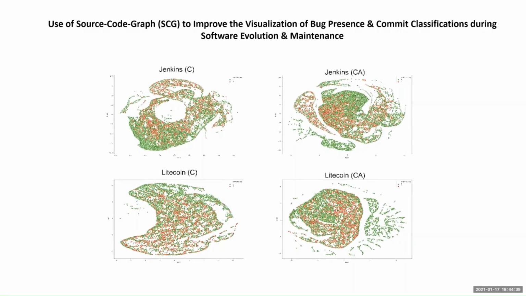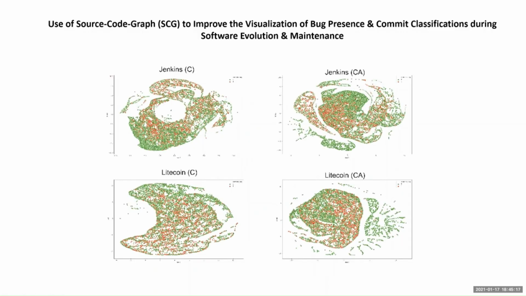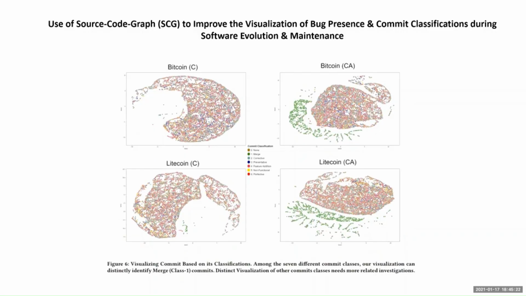I did several visualizations in this course, and as I have 6 different software systems and 7 different feature combinations, for bug representation I implemented 42 different visualizations. And also for commit classification, I implemented 42 different visualizations. Here, 4 from the bug presence are shown, and 4 from the commit classification are shown.